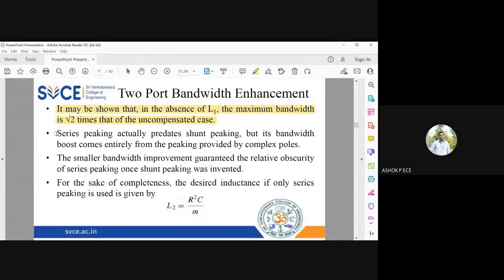So series peaking and shunt peaking, which is best and which is not best, there is no topic to debate that. As long as my peaking is under control and the bandwidth enhancement is good, I don't mind going for series peaking or shunt peaking.